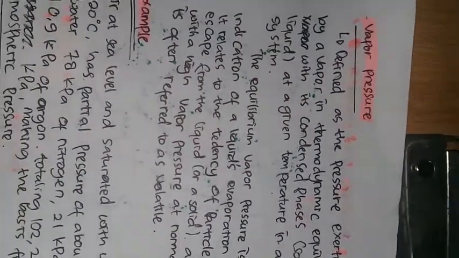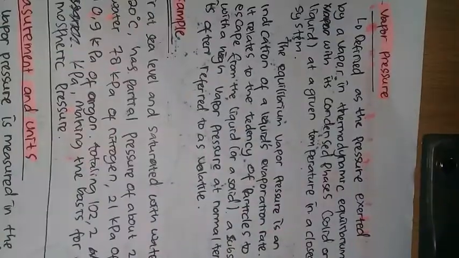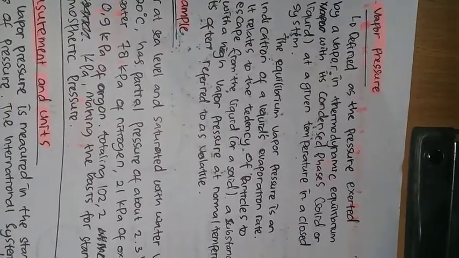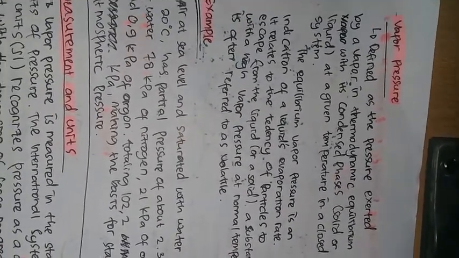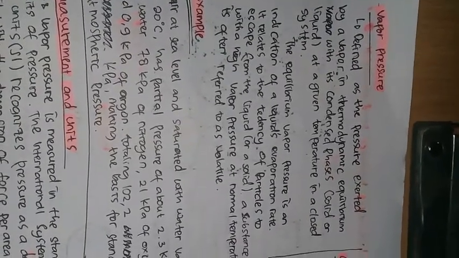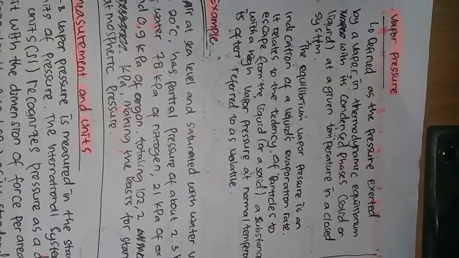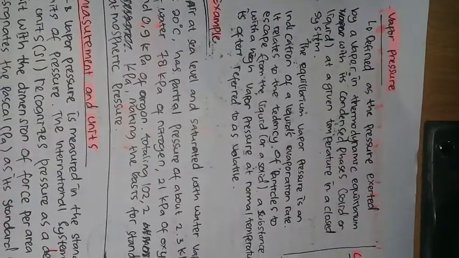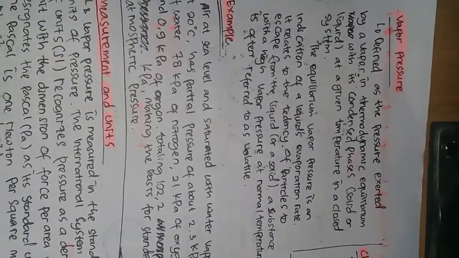Vapor pressure is defined as the pressure exerted by a vapor in thermodynamic equilibrium with its condensed phase, solid or liquid, at a given temperature in a closed system. The equilibrium vapor pressure is an indication of a liquid's evaporation rate. It relates to the tendency of particles to escape from the liquid or a solid. A substance with high vapor pressure at normal temperatures is often referred to as volatile.